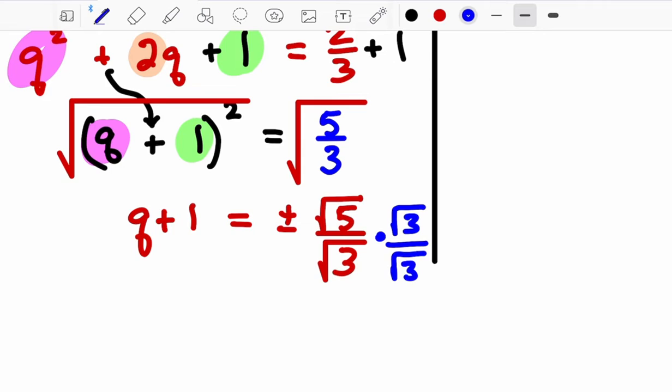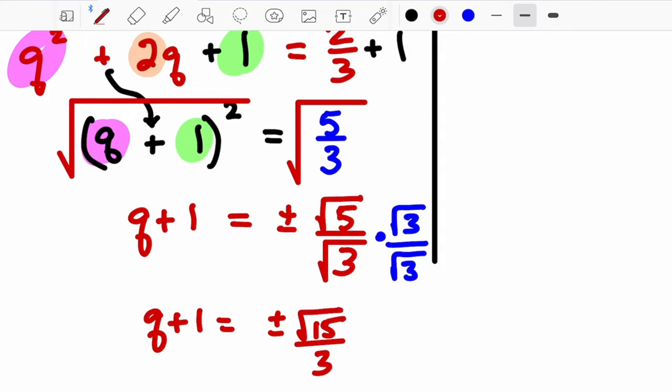So we multiply top and bottom by whatever the radical is in the denominator. You always multiply top and bottom by whatever radical you want to get rid of, right? So q plus 1 is going to be equal to plus or minus, well, the top by the top is rad 15. Rad 3 times rad 3, the bottom times the bottom, is rad 9. Square root of 9 is 3.